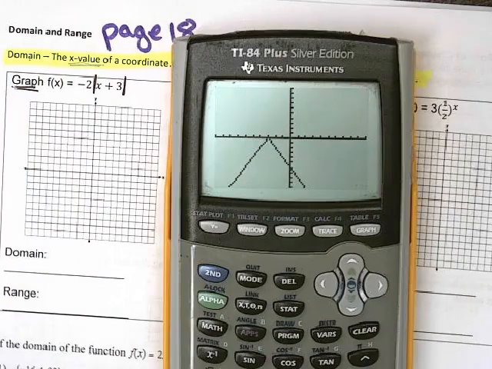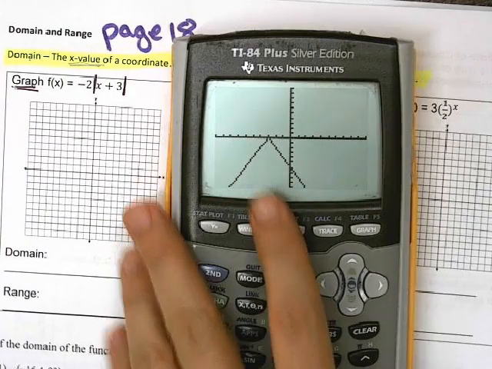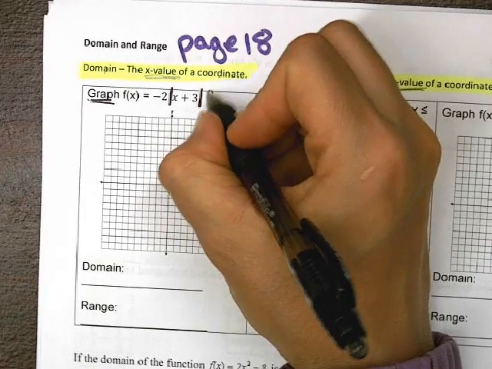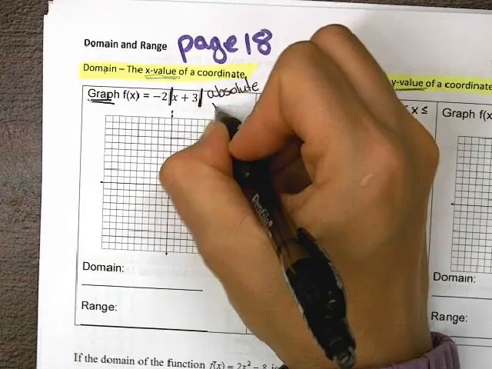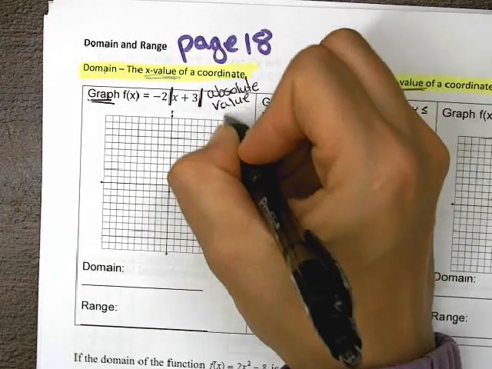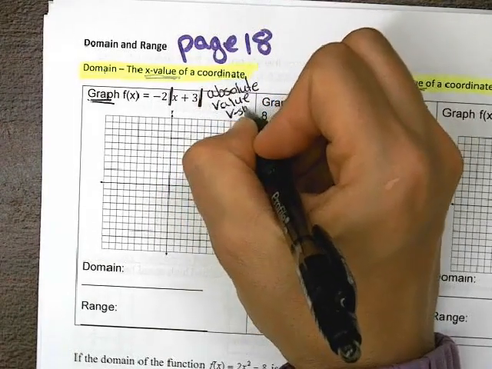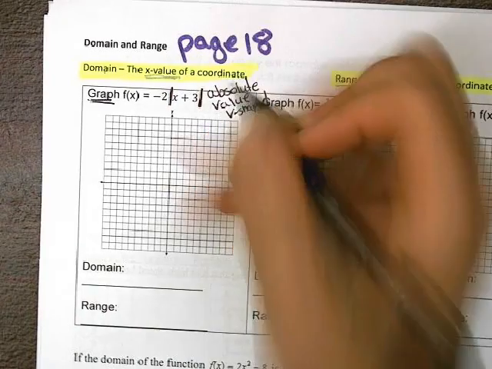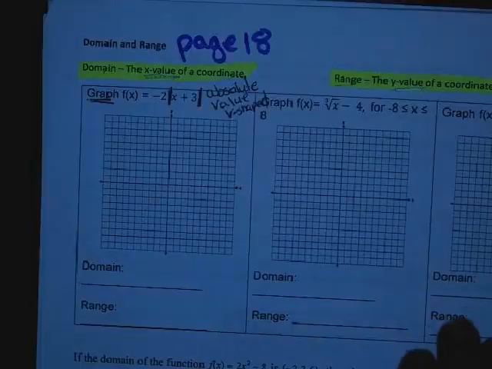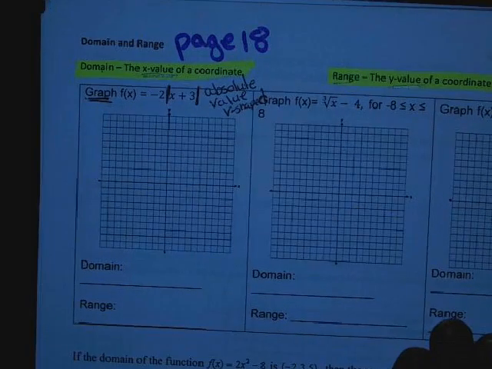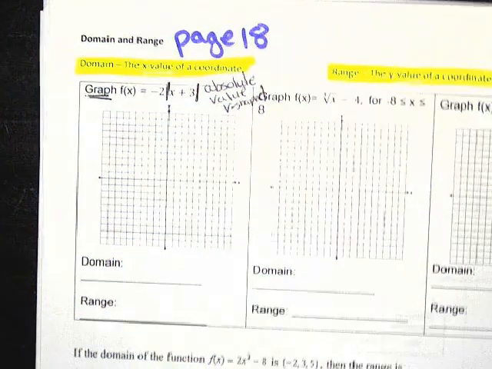What does it look like? It looks like a triangle. We call it a V-shaped. So when you graph an absolute value, and again, this is an absolute value, this is V-shaped. Okay, that's V-shaped. So when I go to graph this, that's exactly what's going to happen. I want it to be V-shaped.